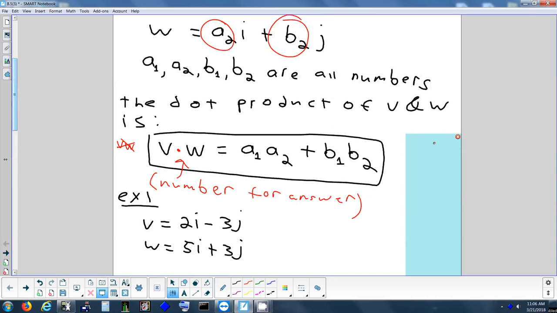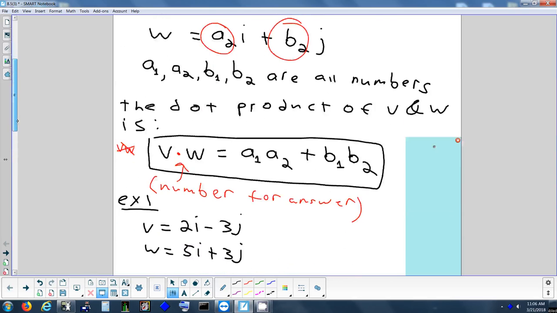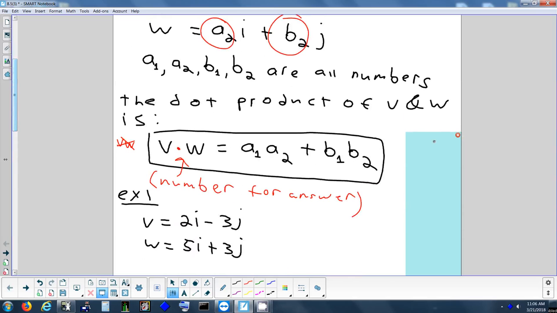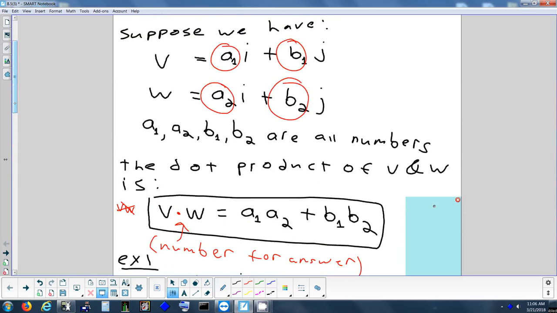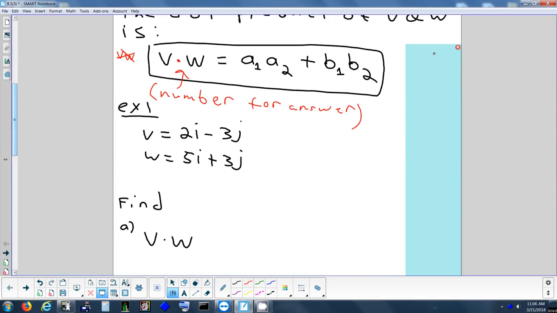Okay, so here's an example. In this problem, V is 2i minus 3j. That's like my A1 and B1. W is 5i plus 3j. That's my A2 and my B2. And the directions here are to find V dot W. That's how you pronounce it. We don't say times with vectors.